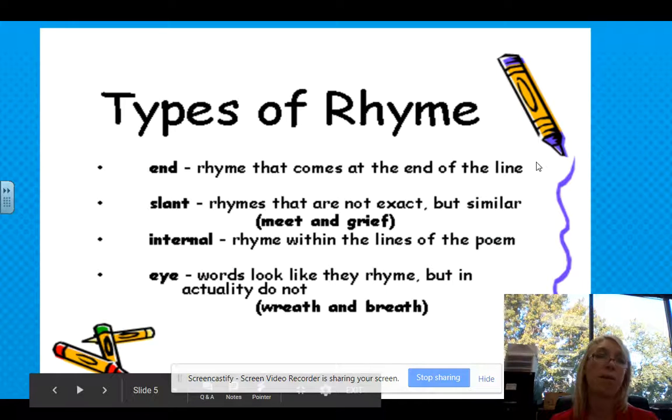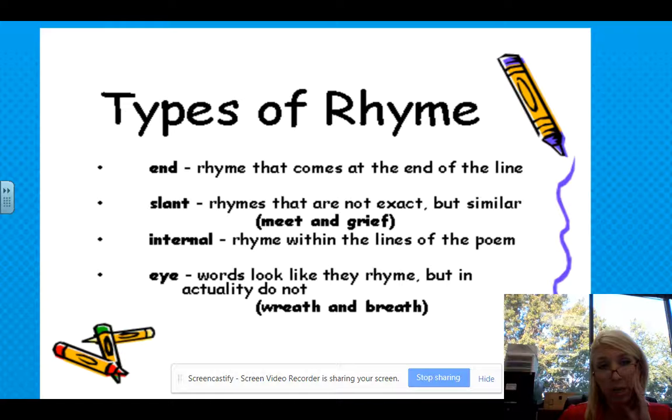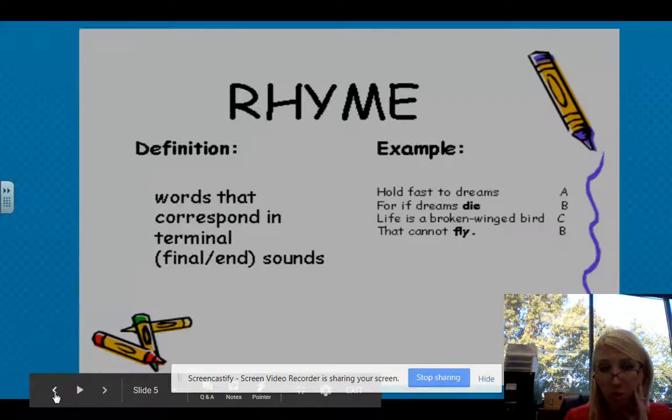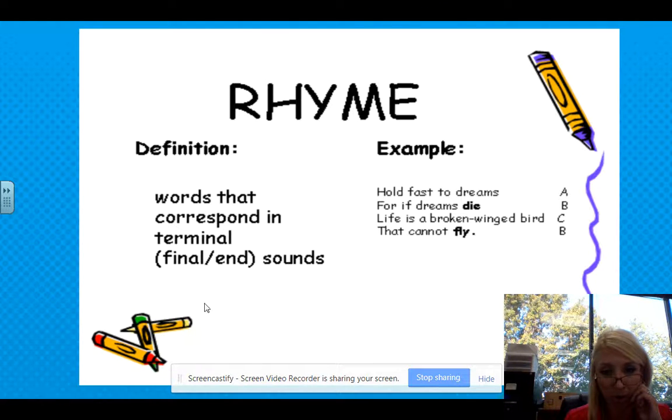So there are 4 main types of rhyme, and you want to write these down in your notebooks as well. You'll need to be able to know these and identify these. The first type of rhyme, end rhyme, is what you're most familiar with, right? End rhyme is rhyme that comes at the end of the line. When we go back to this rhyme scheme page, this is end rhyme. Die and fly are at the end of the lines.